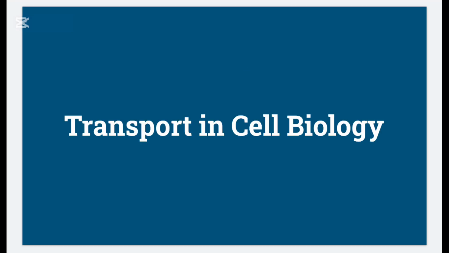Still on transport and cell biology. In our previous class, we discussed transport and cell biology. We talked about the types of transport in cells, which include diffusion, osmosis, and active transport. We've discussed diffusion, so now let's continue from the other part, which is osmosis.